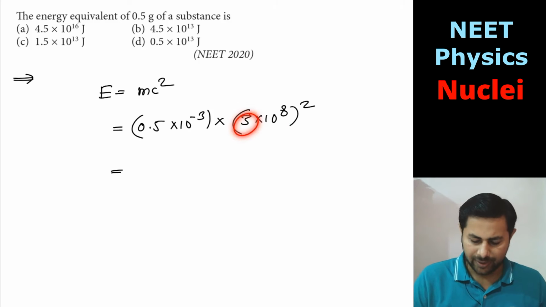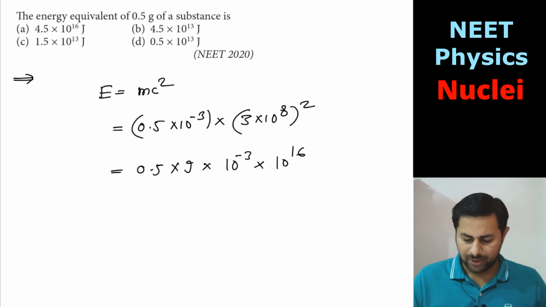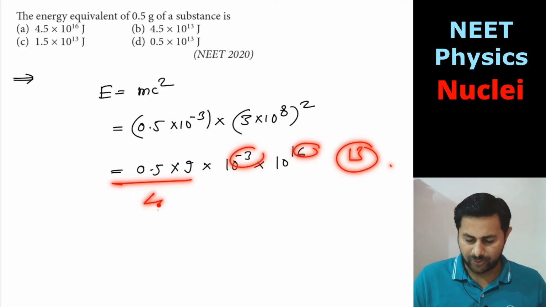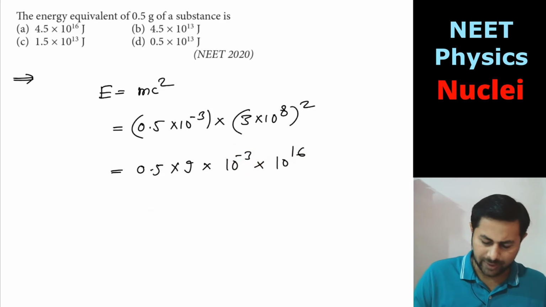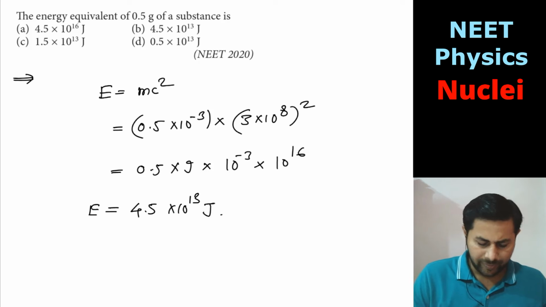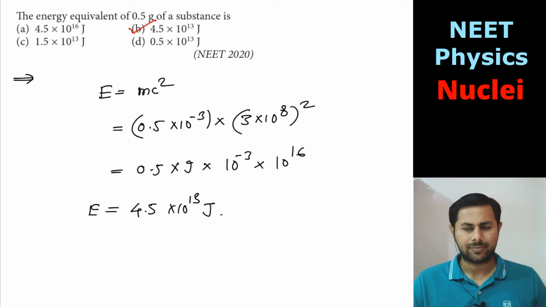3 square is 9. So 0.5 times 9 multiplied by 10 raised to minus 3 multiplied by 10 raised to 8 times 2, which is 16. 16 minus 3 is 13. And this is 4.5 multiplied by 10 raised to 13 joules. So this is very simple. So option B. This is clear. All right, good.